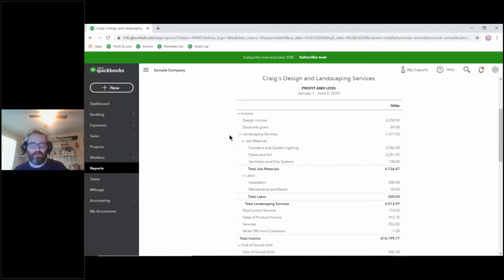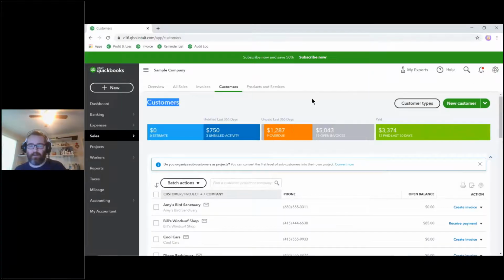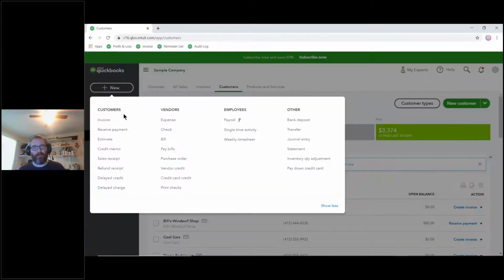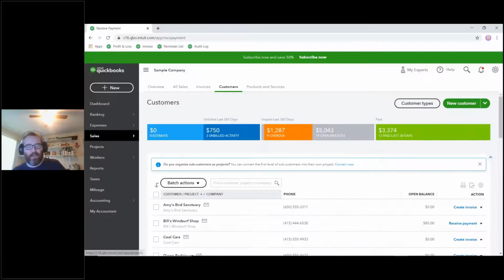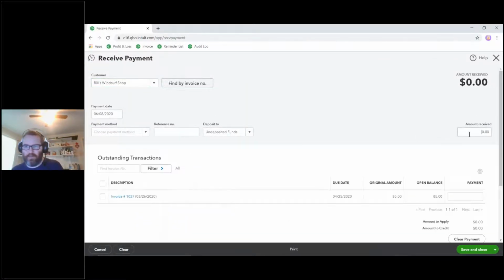Now, when we're dealing with customers and underpayments, overpayments, underpayments are pretty easy. You just create a credit memo and write it off. With the overpayments, it's a little bit tougher though. I'm going to find another customer. I'm going to play around with Bill's Windsurf Shop. He owes us $85. If Bill's Windsurf Shop pays us $90, it's important for me to put in $90 right here.